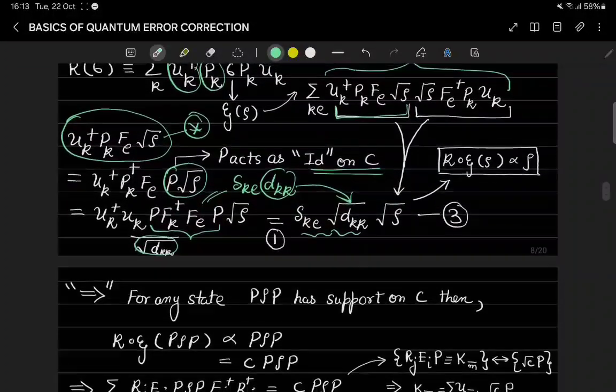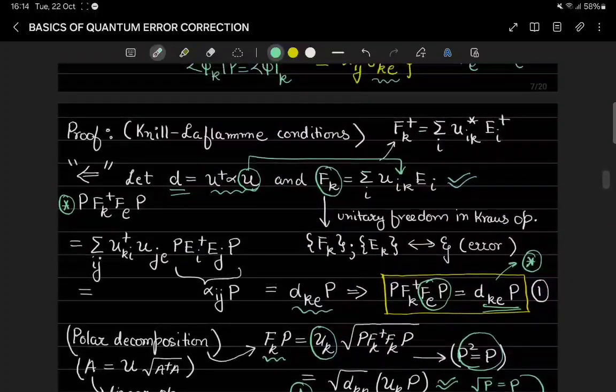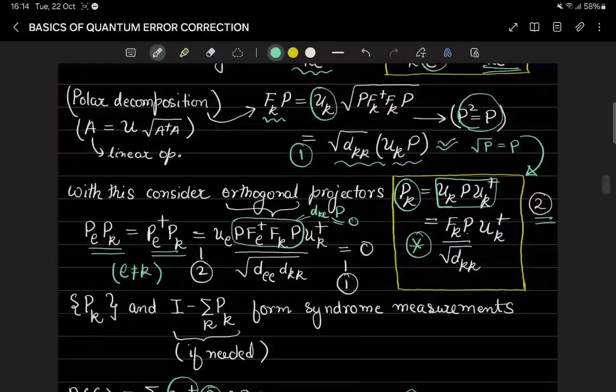Now let's look at the inverse condition. What we have done in this entire proof is we have simply said that we can construct a particular syndrome measurement and recovery protocol given an error that affects our code space in a particular way.